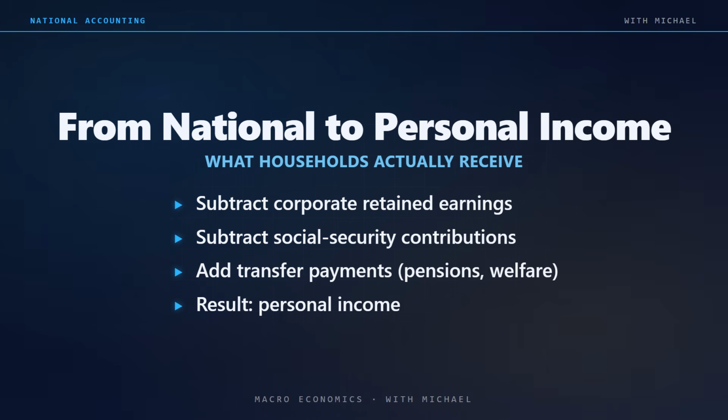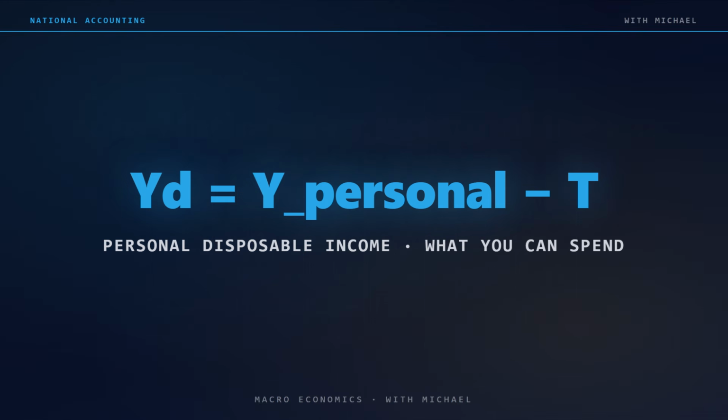save. The disposable income concept is what we use when we build a consumption function. C equals C0 plus C1 times Y disposable. This is the operational definition.